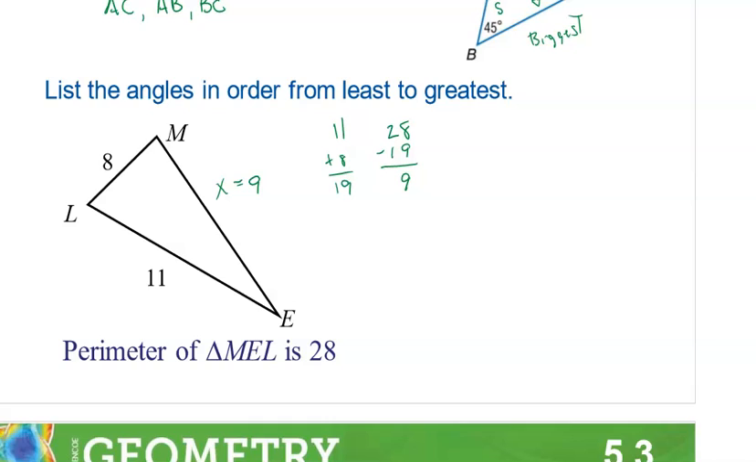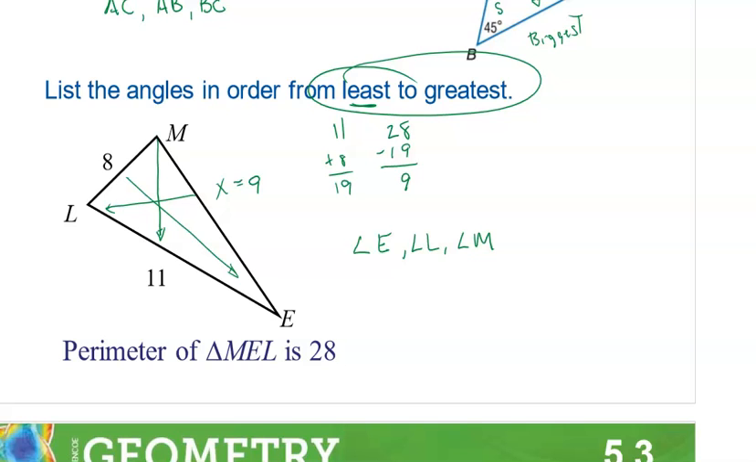So then now we can go and figure the angles. So we're going from least to greatest. So 8 is across from angle E. So angle E is the smallest angle because 8 is the smallest. L is across from side ME. So angle L is the next size, and then M is across from the biggest side, 11, so the greatest one is angle M. But again, pay attention to the statement. Sometimes it'll say greatest to least.